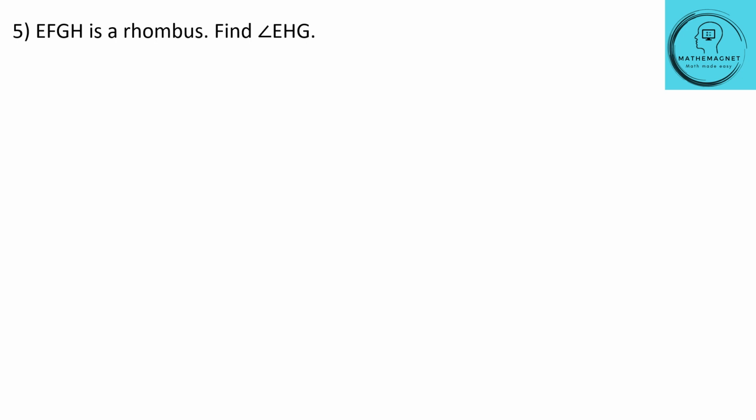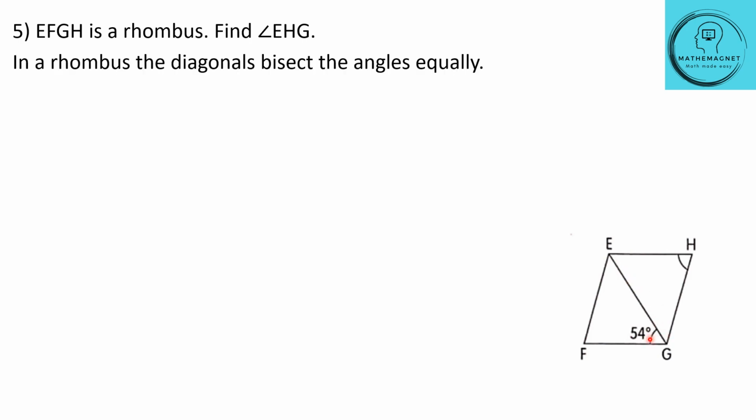Question number 5. EFGH is a rhombus. Find angle EHG. Now let us note that the line EG in this rhombus is a diagonal. In a rhombus the diagonal will bisect these two angles equally. So which means if angle FGE is 54 degrees, then EGH will also be equal to 54 degrees. This is the property of a rhombus, where the diagonal will bisect the angles equally.